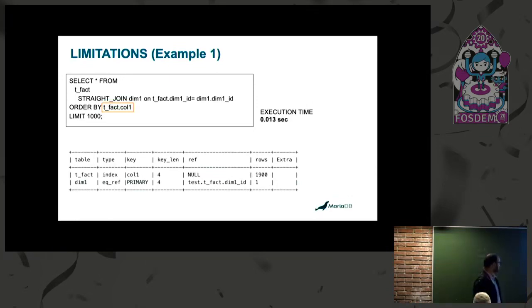So if the join optimizer had any idea that with this index we could shortcut the join execution, we could have come up with a better execution plan.